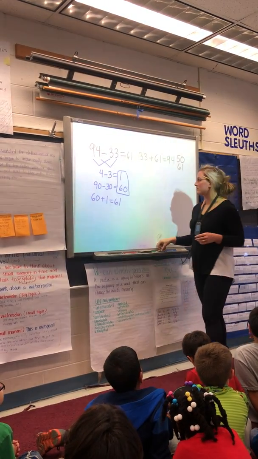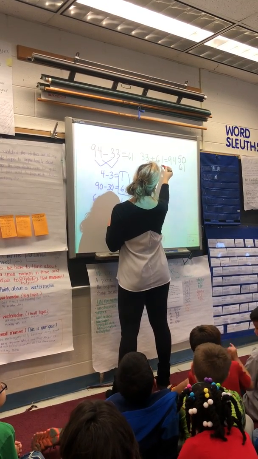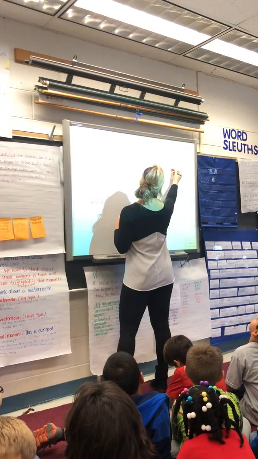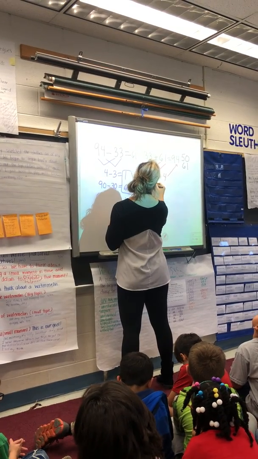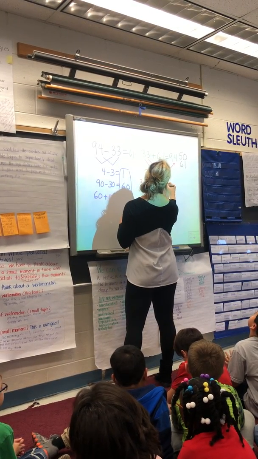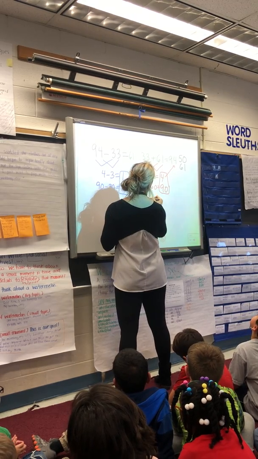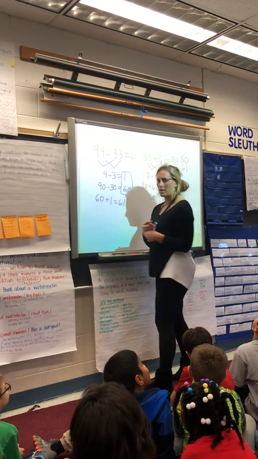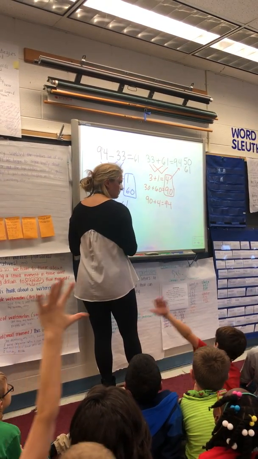So let's talk about why this works. When we add the ones together first, we add 3 plus 1, which gives us 4. And then when we add our tens together, we have 30 plus 60, which gives us 90. Then we add our 2 remaining numbers, and we get 94. Awesome. All right. Anybody do it differently?